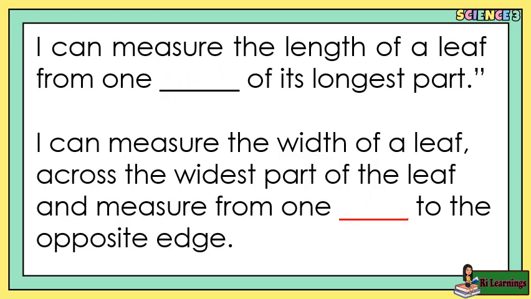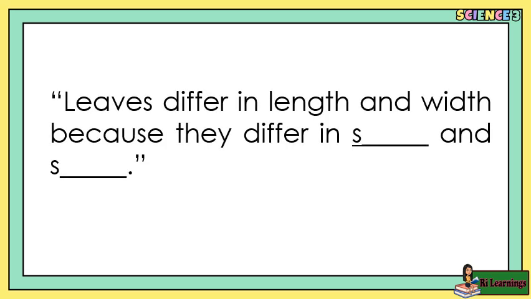Complete the sentences. I can measure the length of a leaf from one end of its longest part. I can measure the width of a leaf across the widest part of the leaf and measure from one edge to the opposite edge. Leaves differ in length and width because they differ in sizes and shapes.